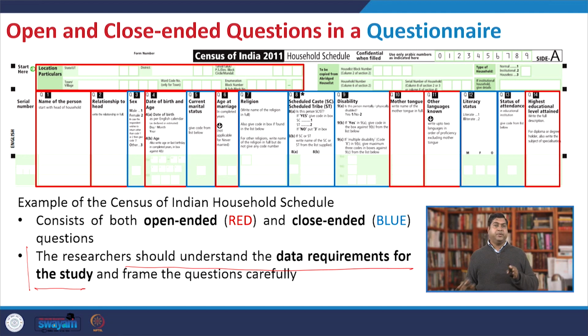And remember one thing, that each survey will take time, cost, manpower, and intellectual effort in framing the questions. So be careful that your questionnaire should not have questions that will not give any meaningful information that you require for your study. At the same time, it should not miss out important aspects which are mandatory for your research.